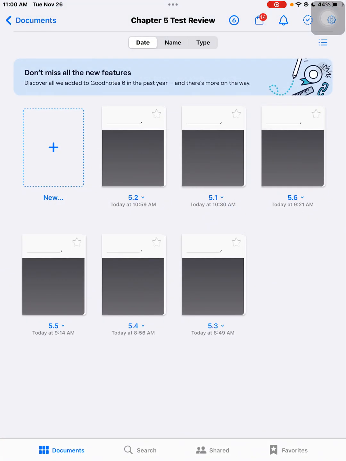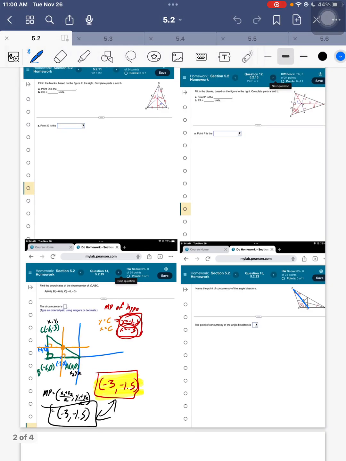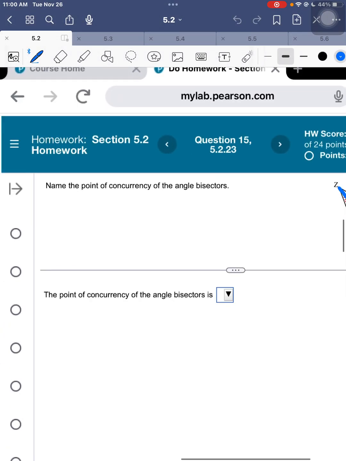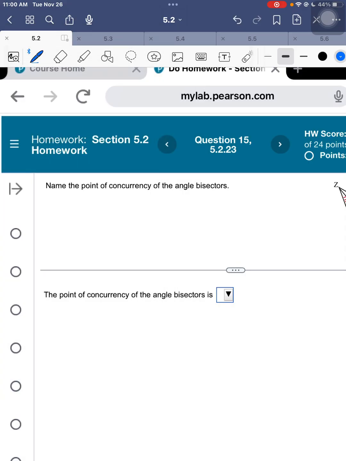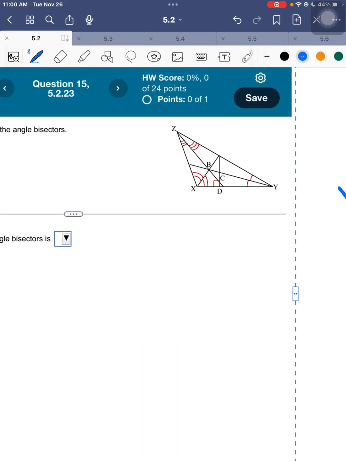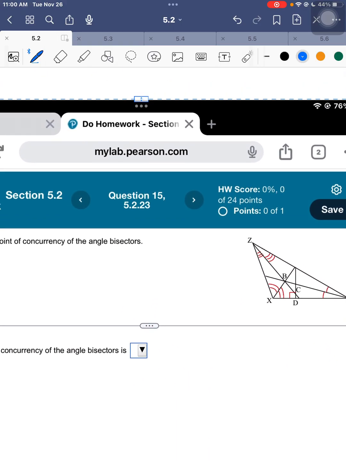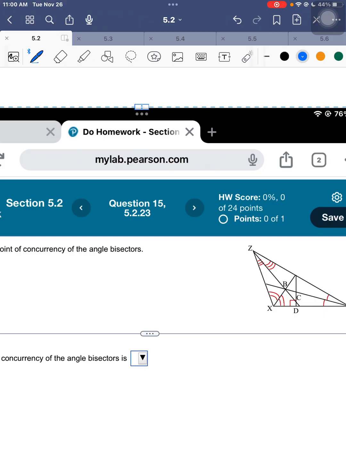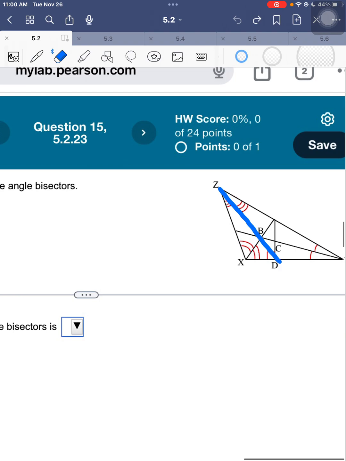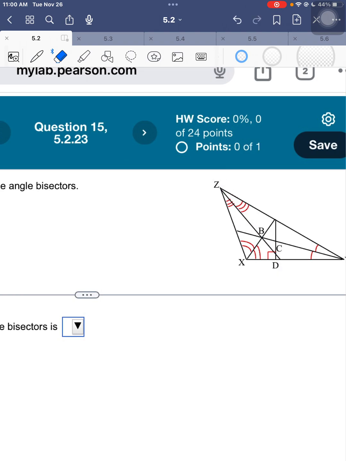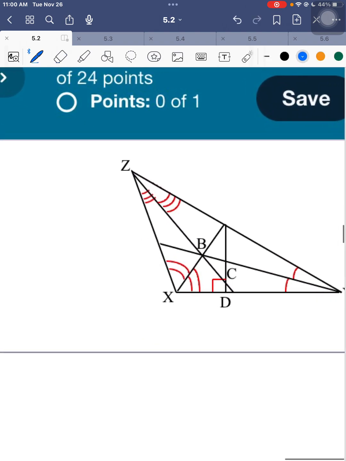Wait. Oh no. Hold up. My bad, guys. Okay. I know there's a way to like... Oh, here it is. I'm so silly. Okay, yeah, right there. So now... Where was my... Okay, what's going on? Okay. So I'm going to erase this because it's like covering up everything.